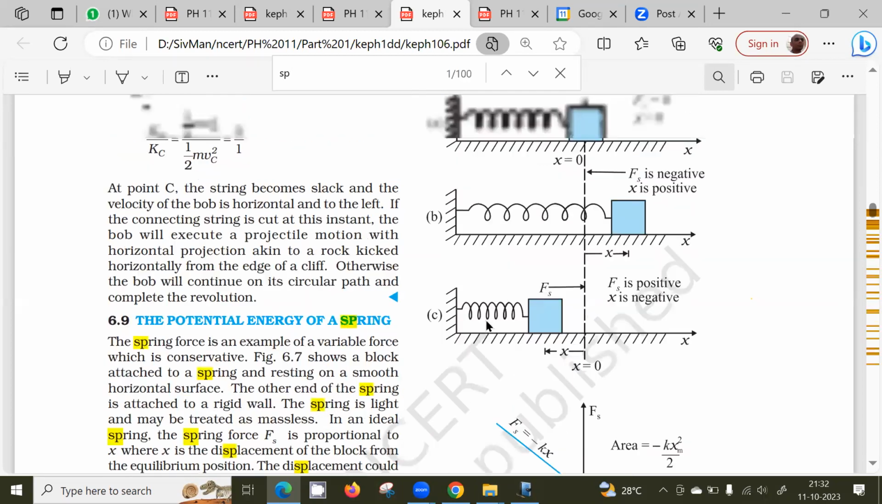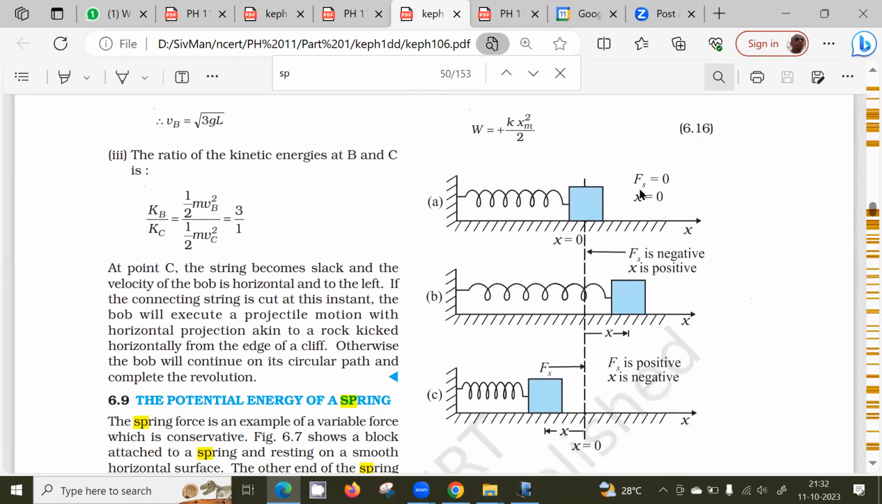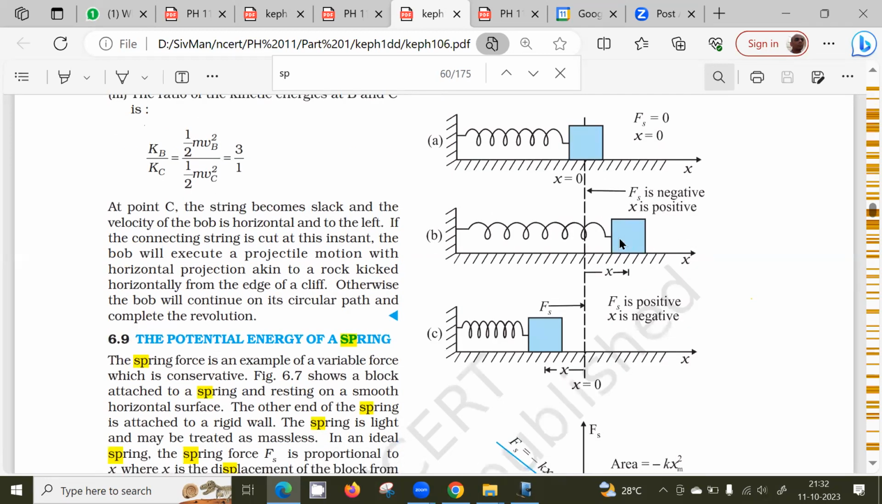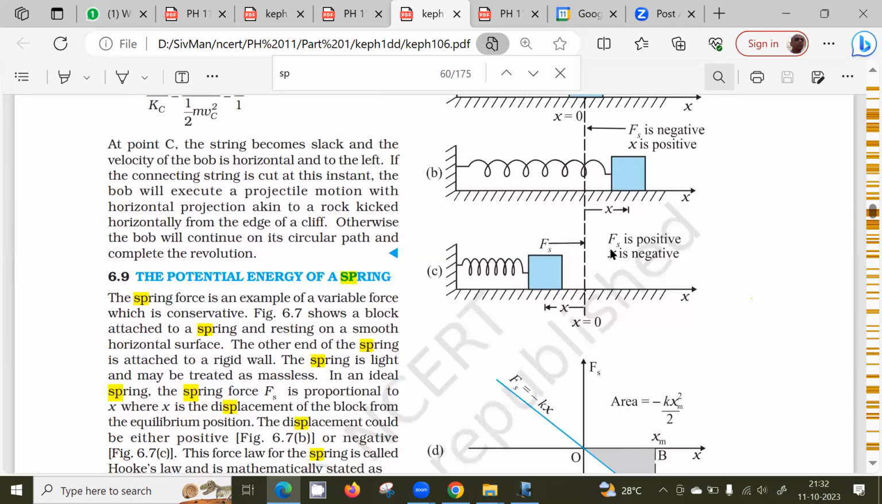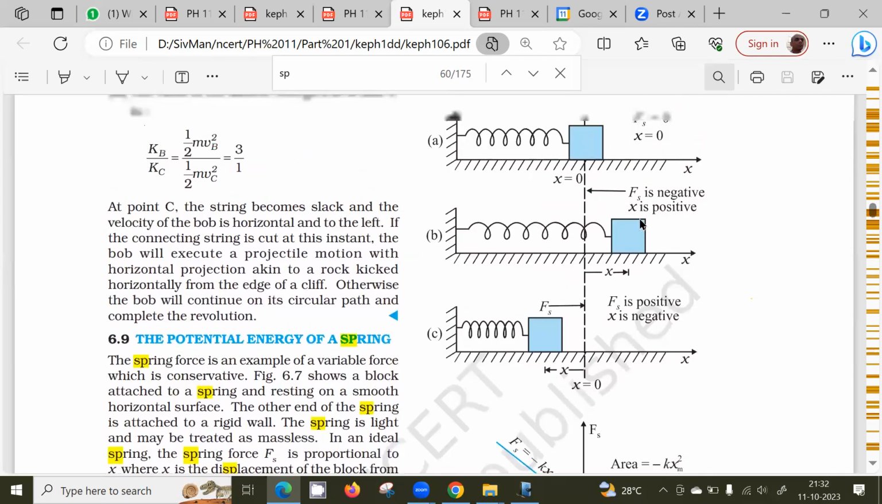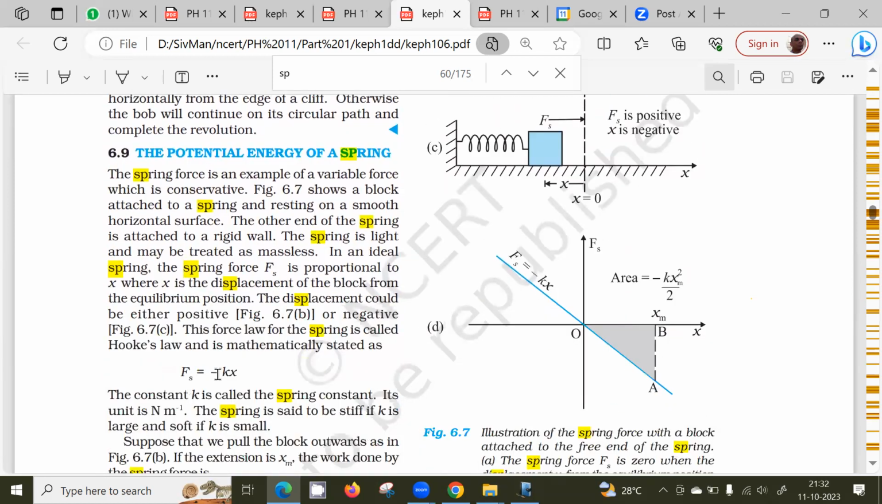Here the spring is at its natural length, so the force is 0, because in the force kx, x is the change from the natural length. So when I try to stretch it, x is positive, but the force is towards the equilibrium position, so Fx is negative. Similarly, when I try to compress it, the force will be towards right. So x is negative because the displacement is towards the left and the force is towards the right. Just to convey that the force direction and the displacement direction are opposite, they have put it as minus kx. And the magnitude of the force is kx.